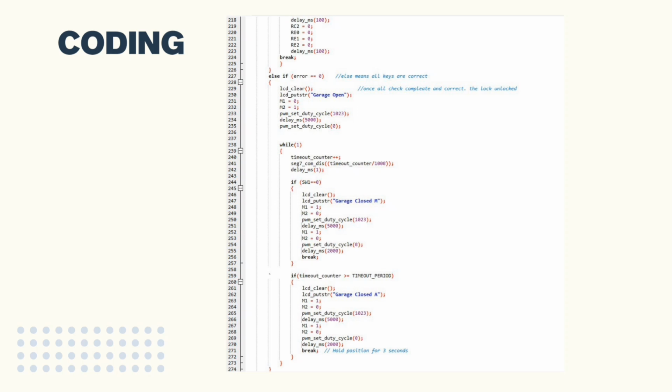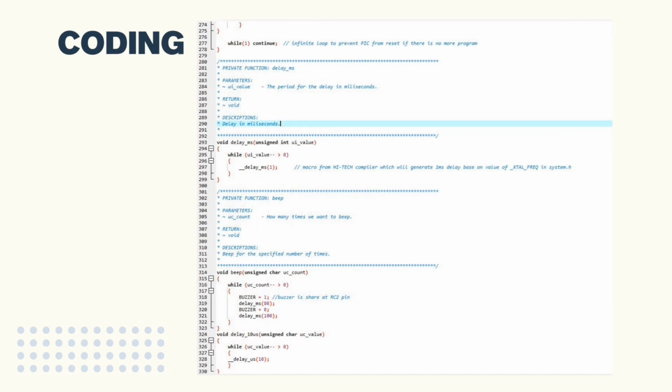But if the user wants to close the garage manually, the code will be: when SW1 equals 0, the LCD will display garage close, and the DC motor will rotate clockwise for 5 seconds. Then the program will loop back to the top.